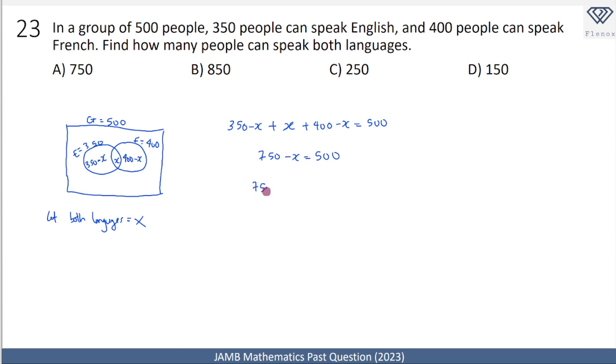So 750 minus 500 is equal to X. So X is just equal to 750 minus 500, and that is what? 250. So the number of people that speak both languages, which is what we called X, is 250, and that makes option C the correct option.